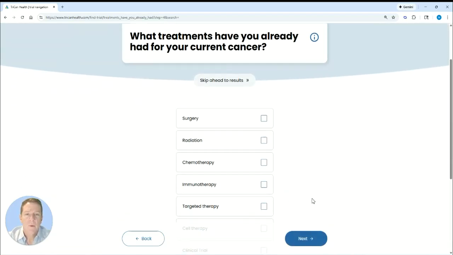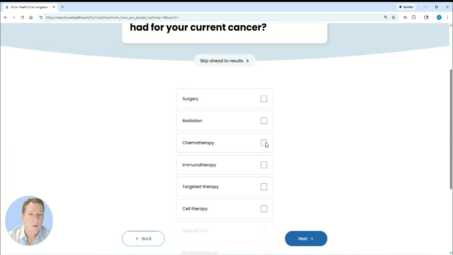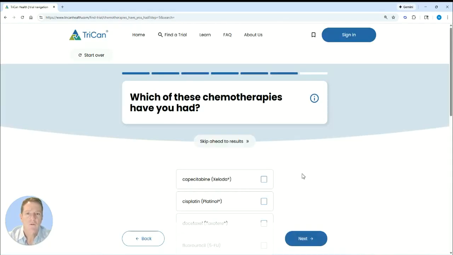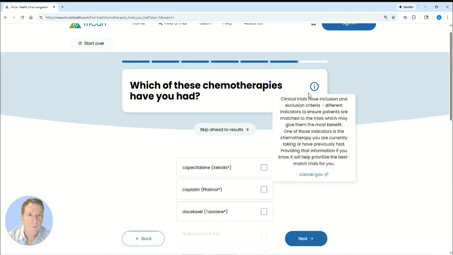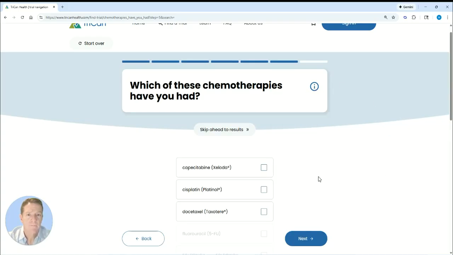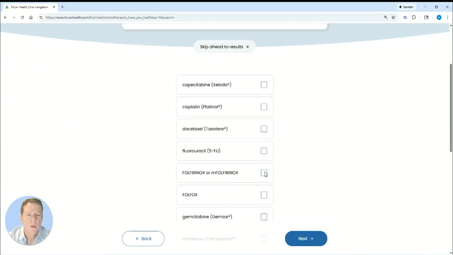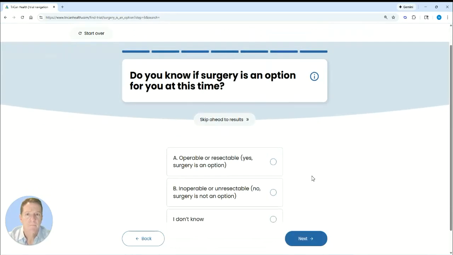For prior treatments, you might have had radiation or chemotherapy. Indicate that here and click Next. Each of these applies a filter to help identify which trials can be right for you. And if you ever have questions about why we're asking for this particular information, you can just hover over to get additional data on each of these pages. So in this case, we'll assume you've received FOLFIRINOX previously, and we'll click Next.